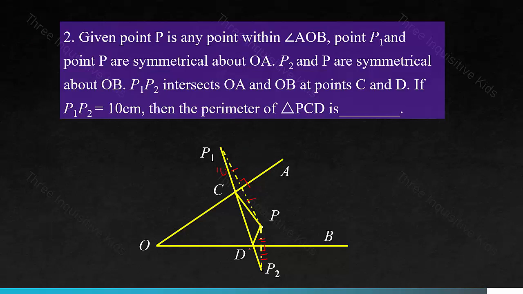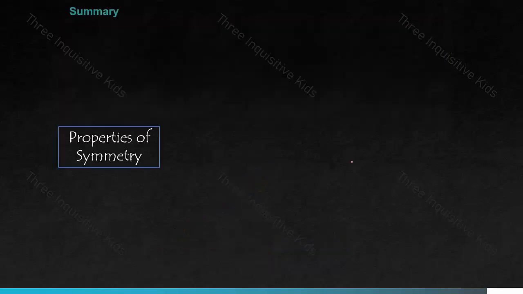As you can see, all we have to do is reflect DP across OB to get this line. So that's PD. And we could also reflect P1C across OA to result in the other side of triangle PCD. And so it's also 10 centimeters.